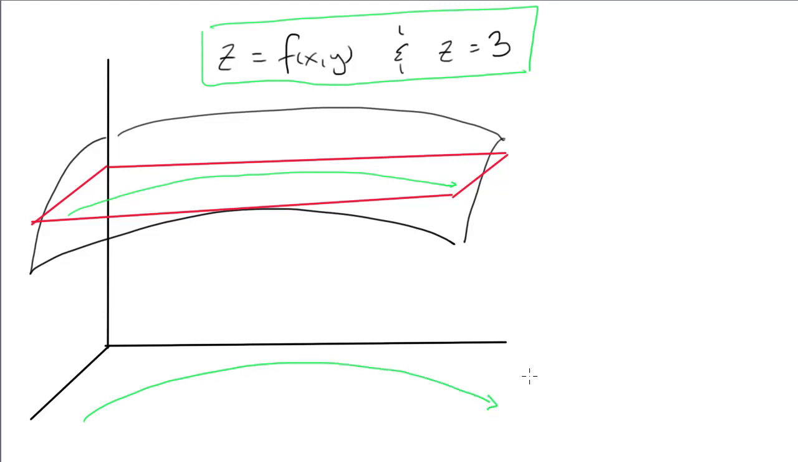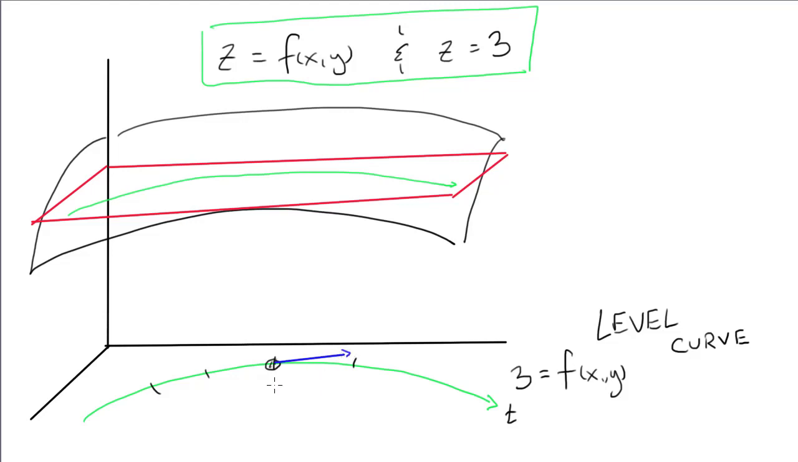Since z is replaced with a constant, it's a function of x and y only, so I can graph it in the xy plane. Now it's called a level curve. Parameterize, take any point, and take the tangent vector.